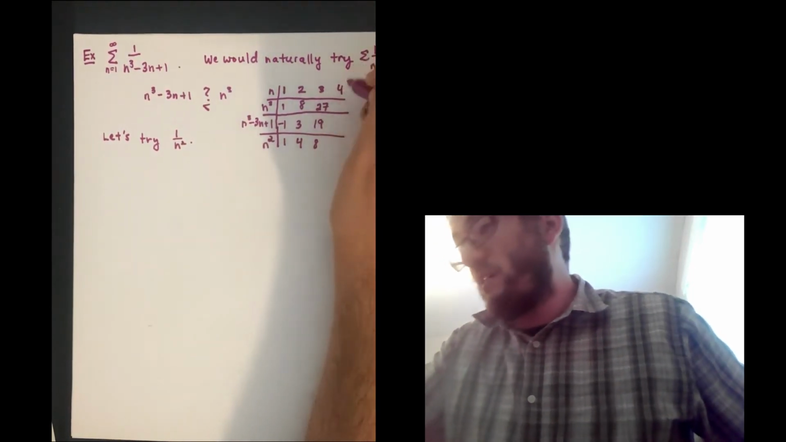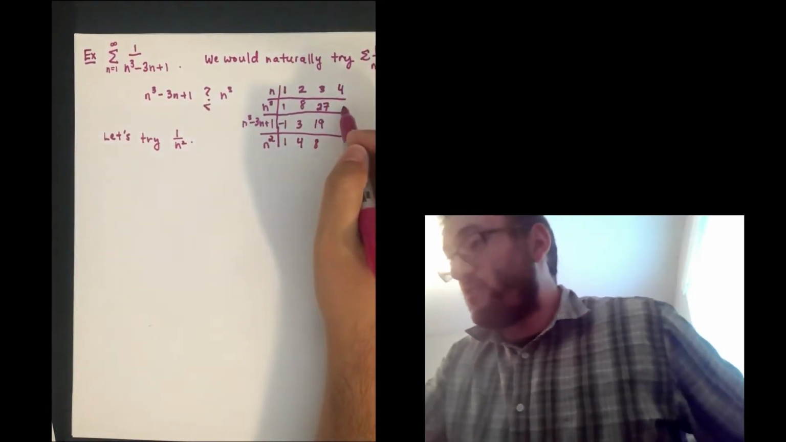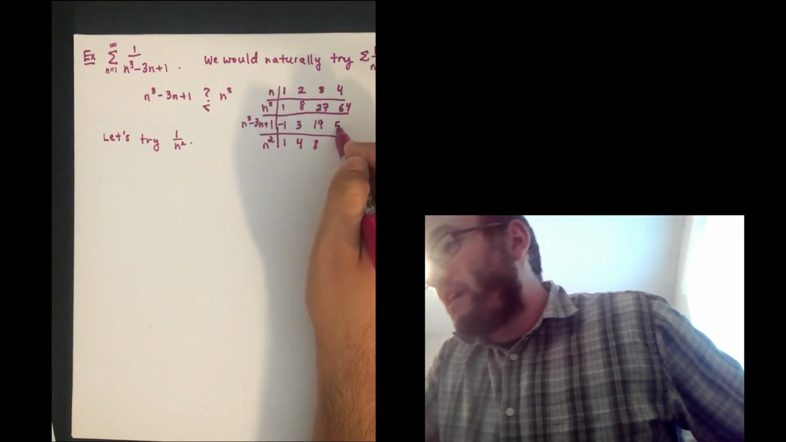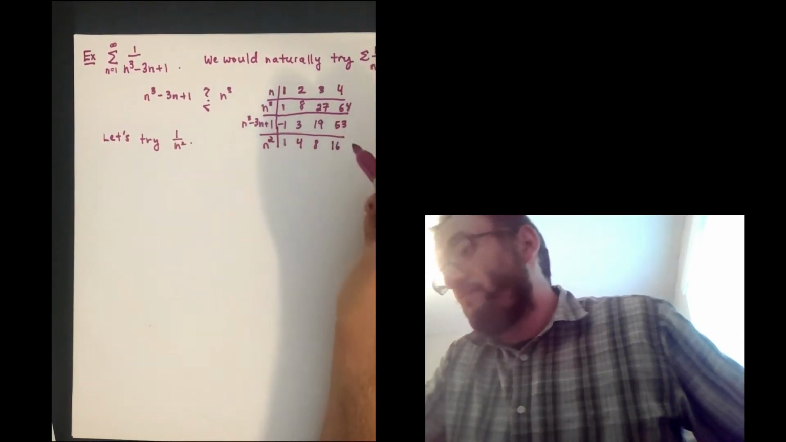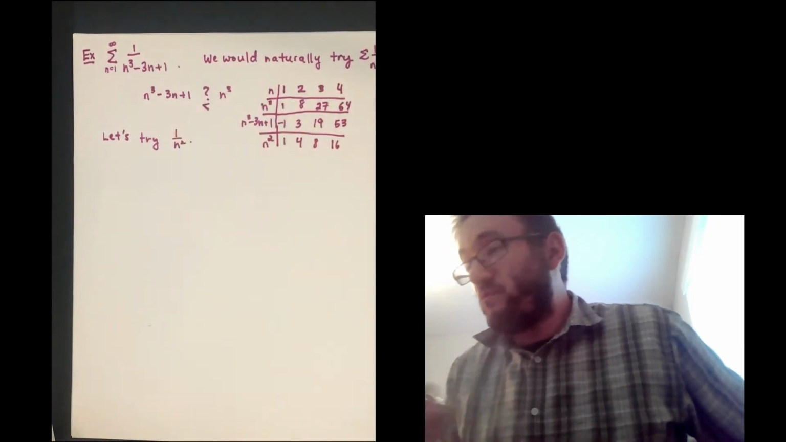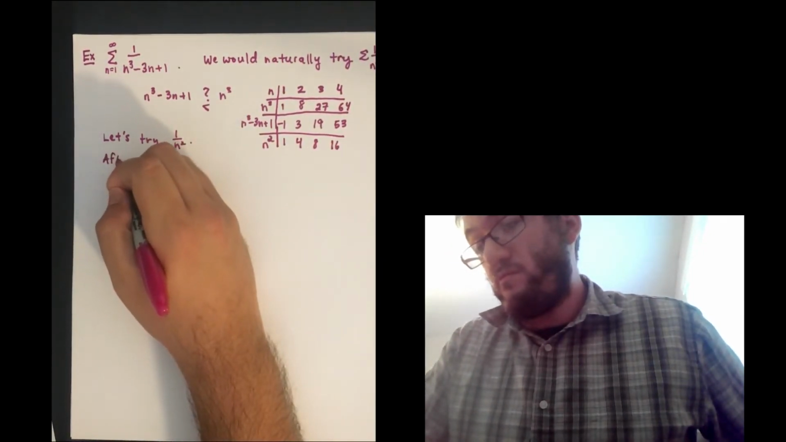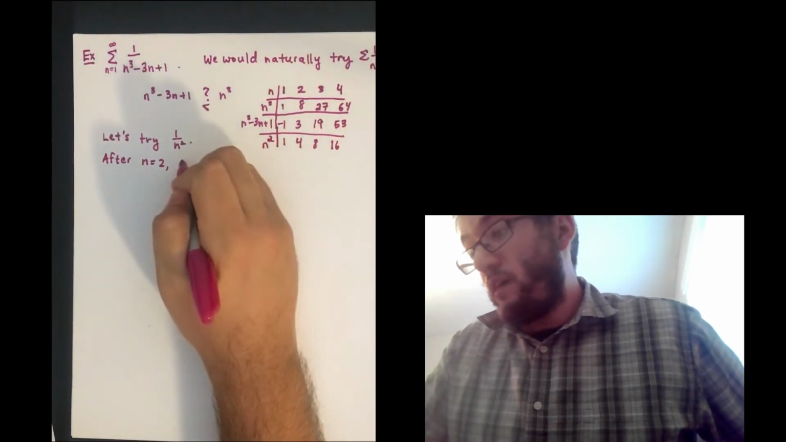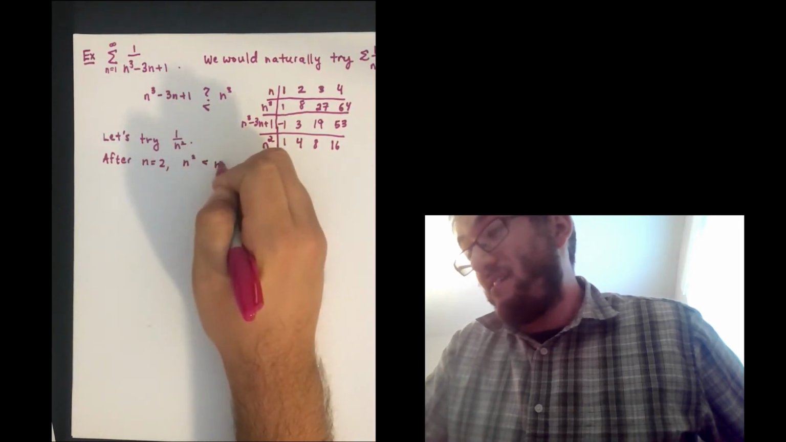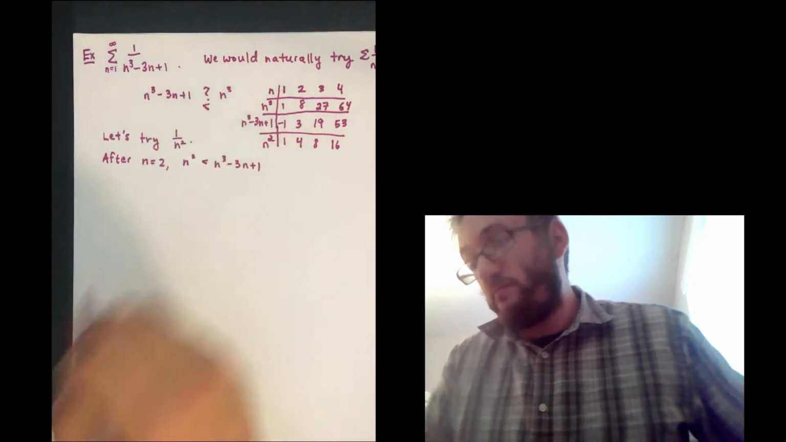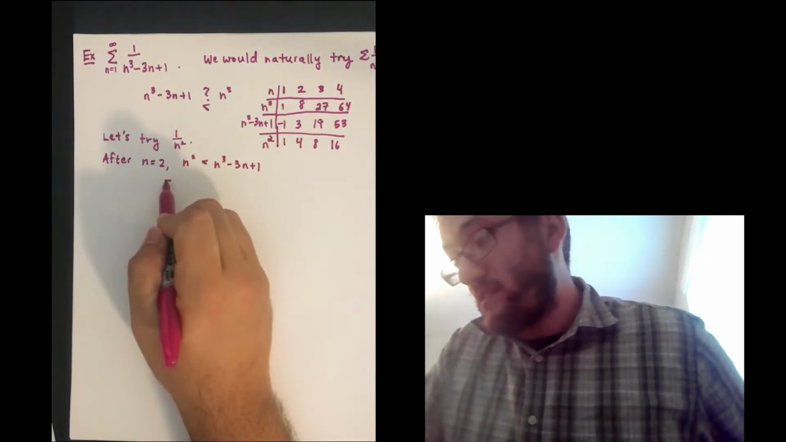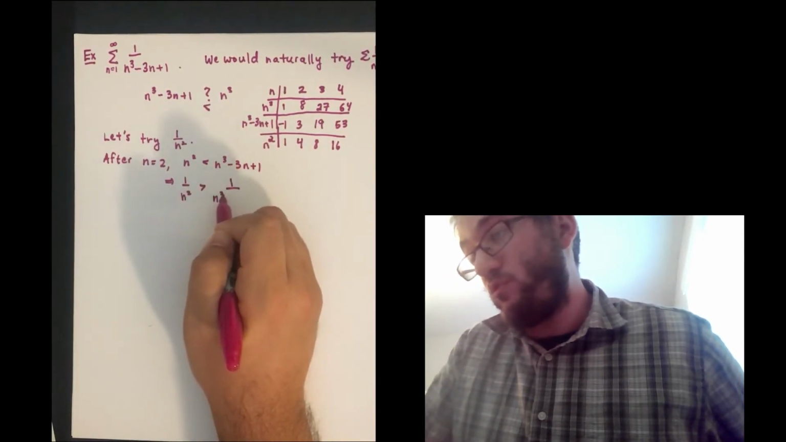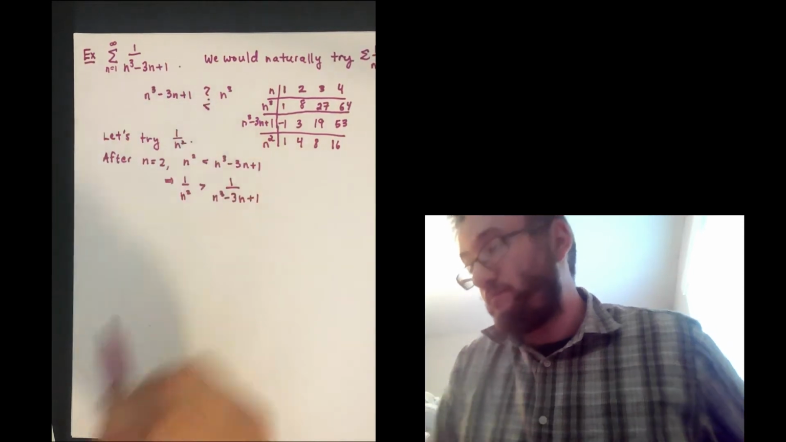Let's add another column here. When n equals 4, n cubed is 64. n cubed minus 3n plus 1 is 53. And n squared is 16. So after n equals 2, n squared is less than n cubed minus 3n plus 1. Which means that 1 over n squared is greater than 1 over n cubed minus 3n plus 1.